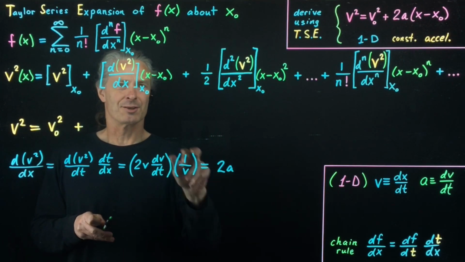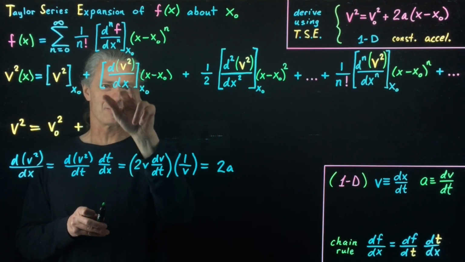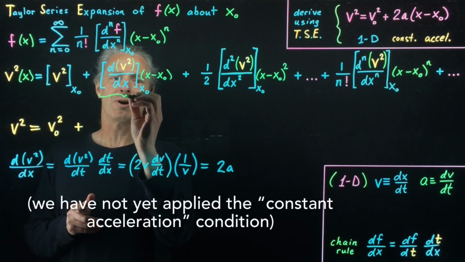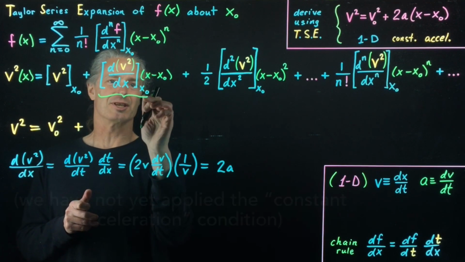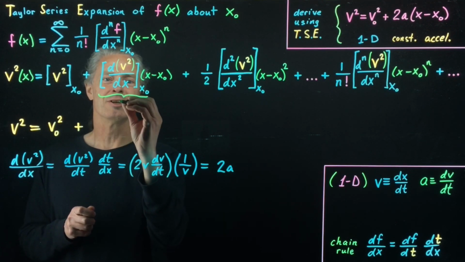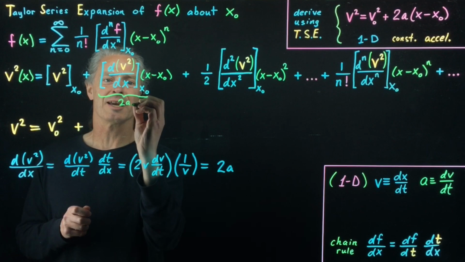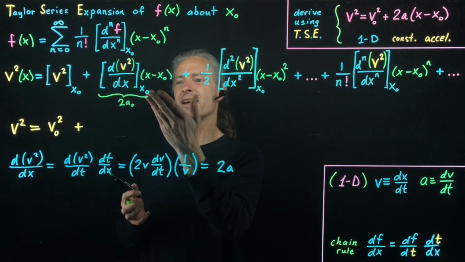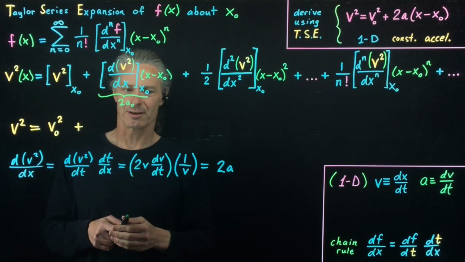Now, this is 2 times the acceleration. That needs to be evaluated at x sub 0. So all of this, not including this, but this evaluated at x sub 0, is 2a sub 0, because the acceleration at x sub 0 would be a sub 0.